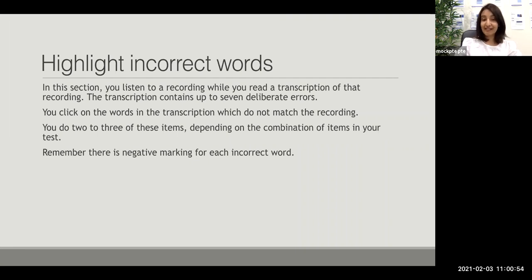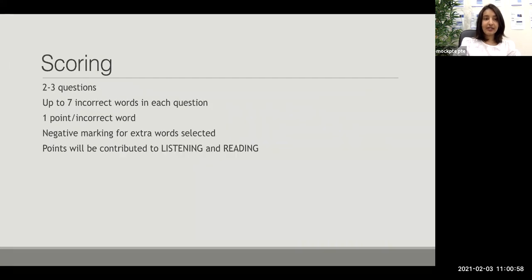Okay, there is negative marking if you click on a matching word. You'll be getting 2 to 3 questions. You can have up to 7 incorrect words in each transcript, and you will be getting 1 point for each incorrect word that you click, and you'll be getting -1 for each word that you select as extra. That means for every word that you select which is matching the audio, you get -1. So be very careful here. Click only the words which are not matching the audio.